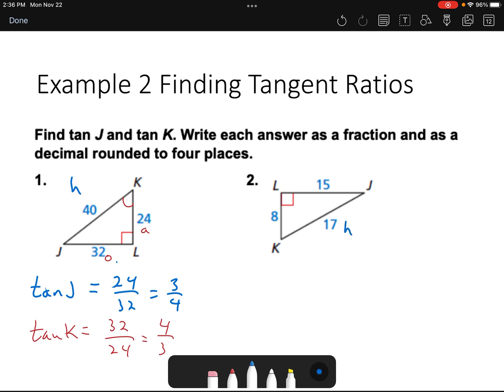Okay, 17 is the hypotenuse. If I take J, opposite is 8, adjacent is 15. So the tangent of J is 8 over 15. The tangent of K then, as you can guess, is 15 over 8. Opposite over adjacent.